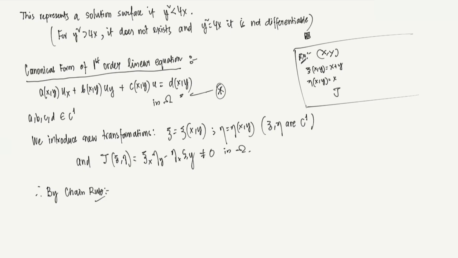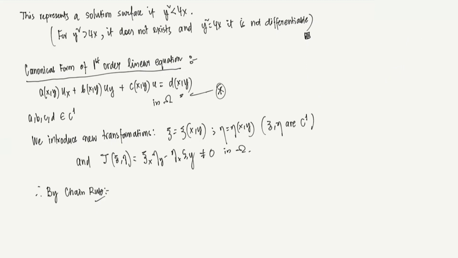So what is the Jacobian matrix in this case? It is xi x eta y. Xi x is 1, eta y is 0, minus eta x. Eta x is 1 and xi y is 1. So it is minus 1, which is not equal to 0. So this transformation is valid. You understand? This is how we have to look at it. This is just an example, but to make it clear.